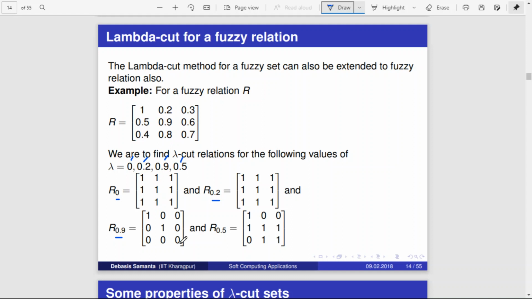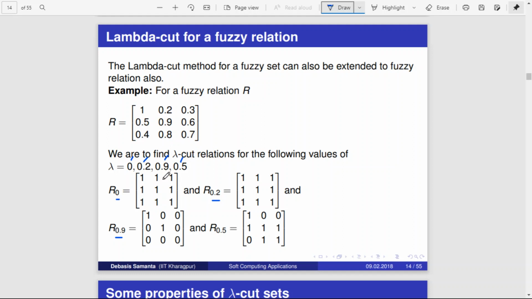Right? Similarly, the alpha cut value 0.5 for the relation R will take all values which are greater than or equal to 0.5. So 1 it will take, 0.2 becomes 0, 0.3 becomes 0, 0.5 it takes, that is 1, 0.9 so 1, 0.6 so 1, 0.4 no it's not, so it is 0, 0.8 is 1, 0.7 is 1.